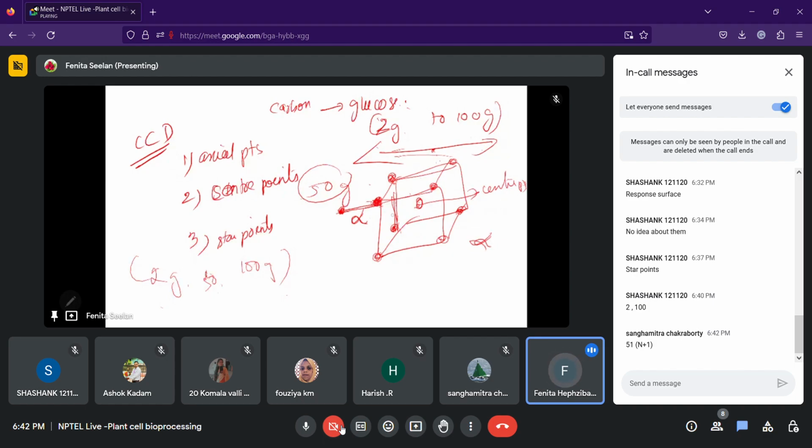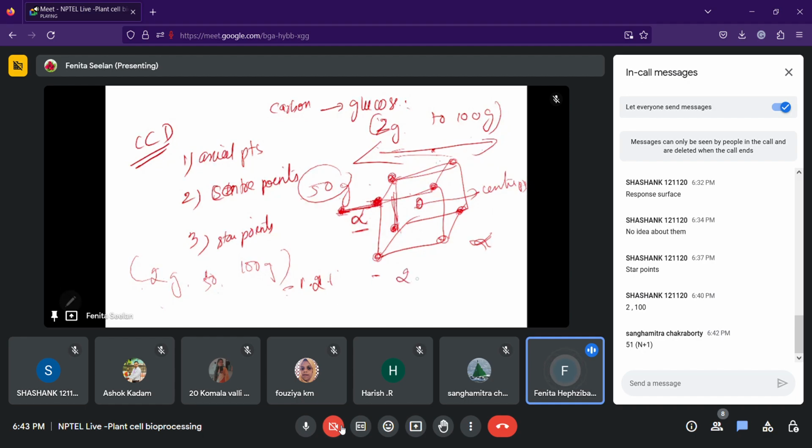So the star point will be placed at a fixed alpha value away from the axial point. The distance between your axial point and star point will be alpha. If it is on the minus axis, it is minus alpha. On the plus axis, it is plus alpha. So say for example, if I give my alpha value to be 1.21 something, then minus alpha, plus alpha.